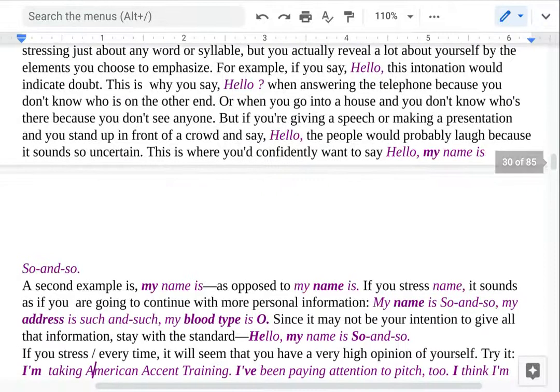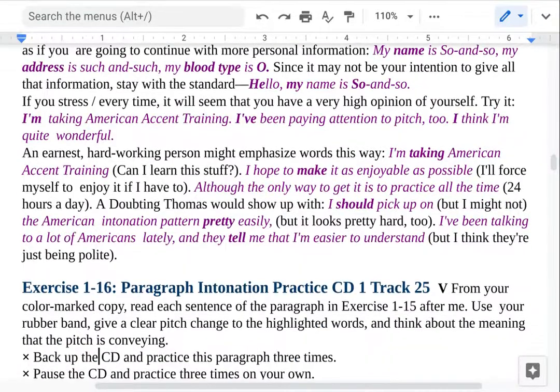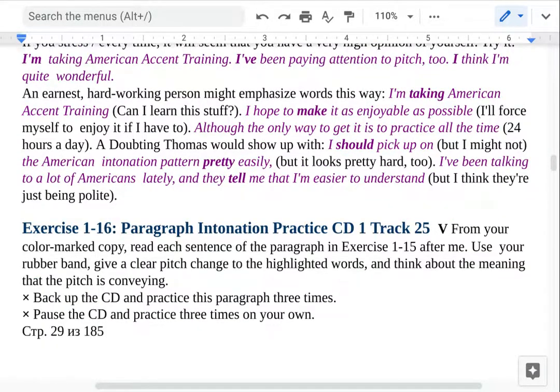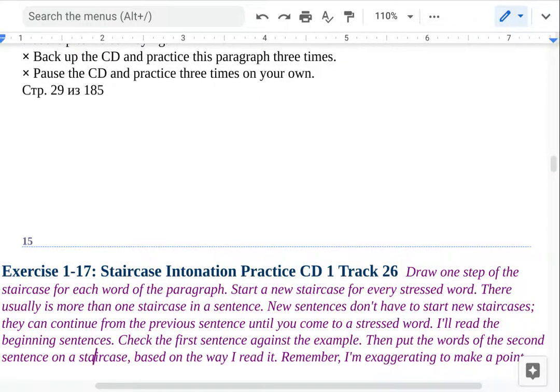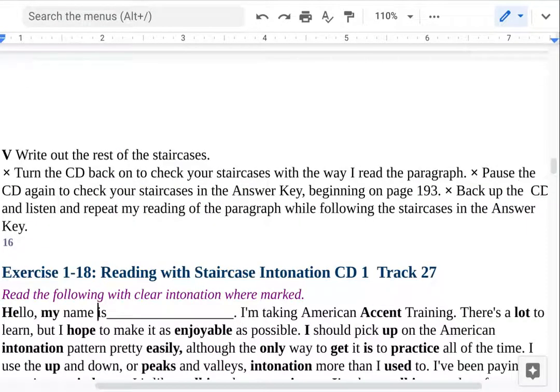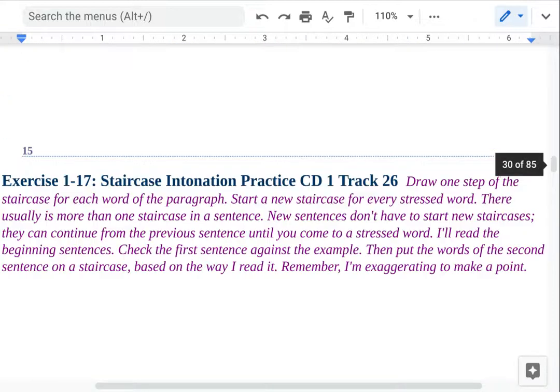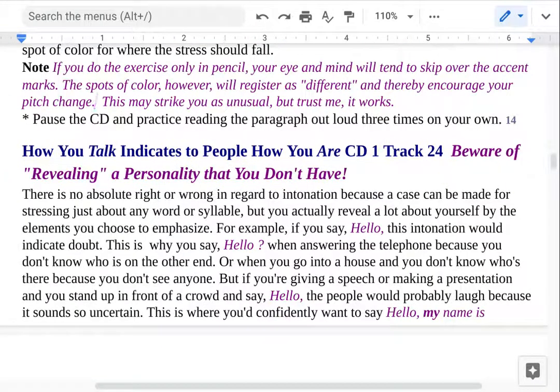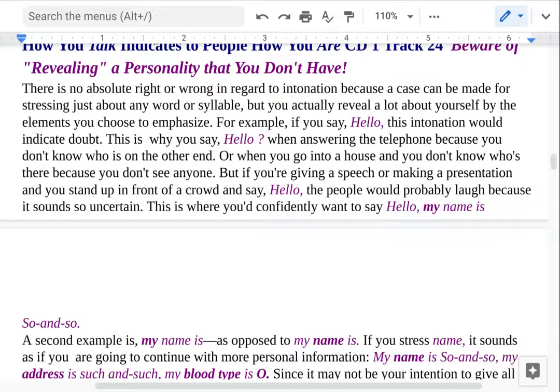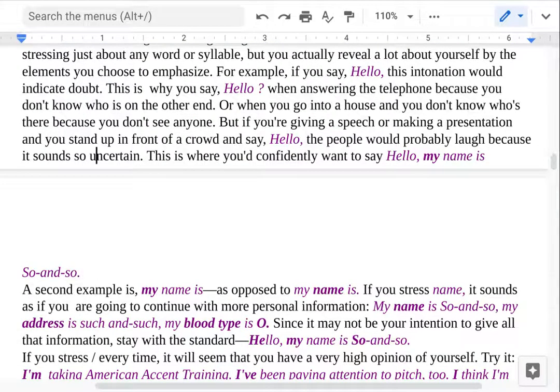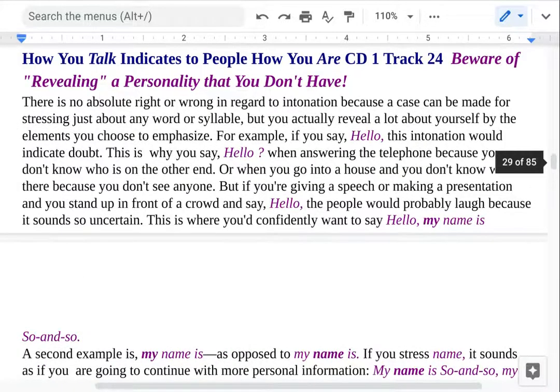How you talk indicates to people how you are. Beware of revealing a personality that you don't have. There is no absolute right or wrong in regard to intonation because a case can be made for stressing just about any word or syllable, but you actually reveal a lot about yourself by the elements you choose to emphasize. For example, if you say, hello, this intonation would indicate doubt. This is why you say hello when answering the phone because you don't know who's on the other end, or when you go into a house and you don't know who's there because you don't see anyone.